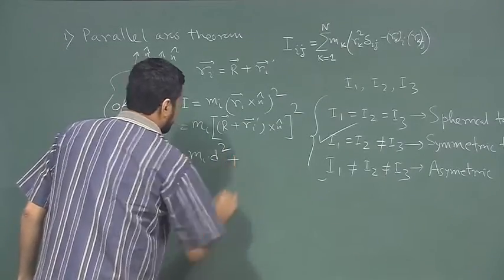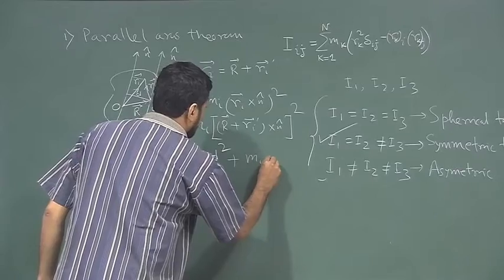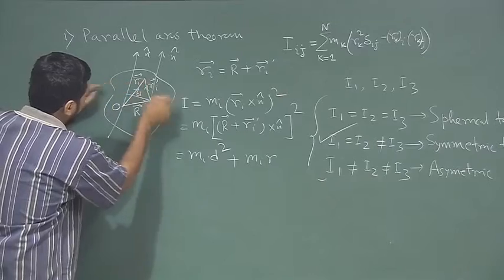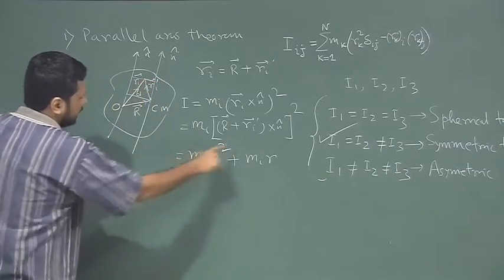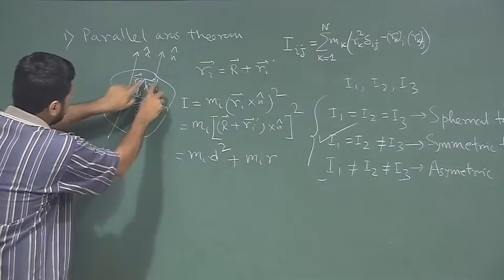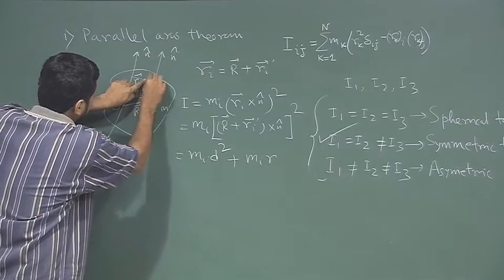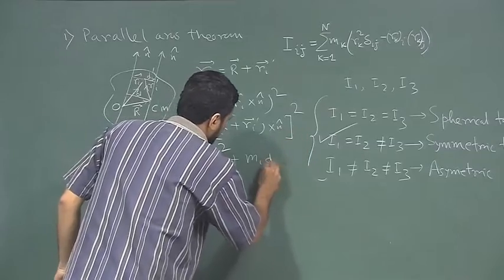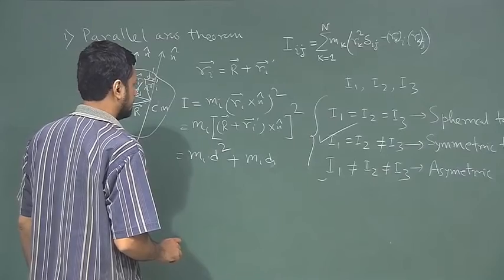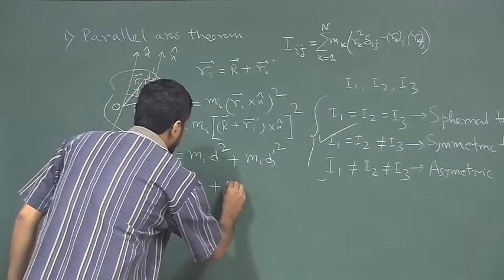And the second term will be m_i |r_i prime cross n|^2, which will be the distance of this particular mass from this axis which goes through the center of mass. So, let us call it d_i prime. So, this will be simply m_i d_i prime^2, and there will be an additional term which will be 2.